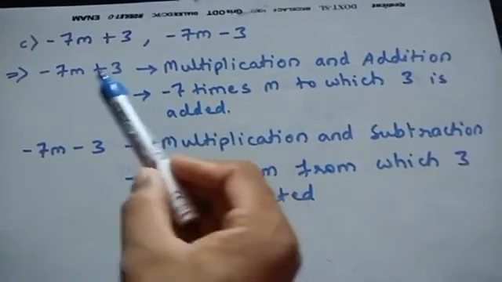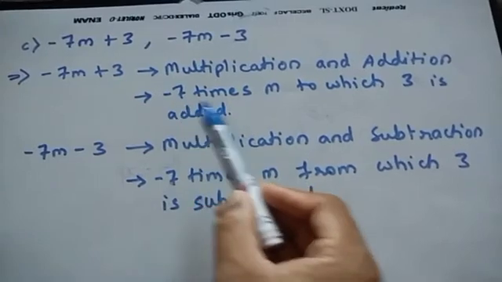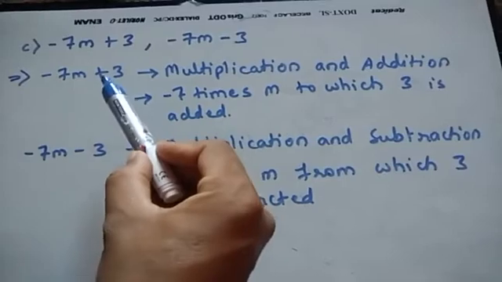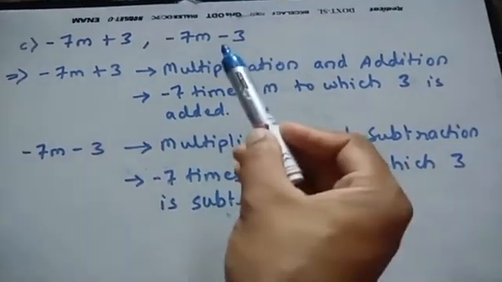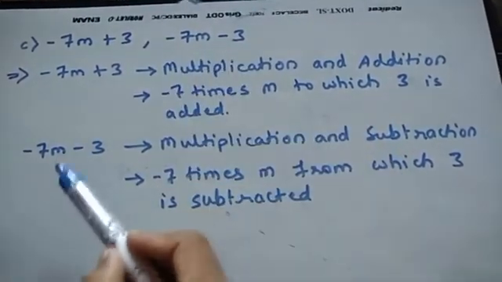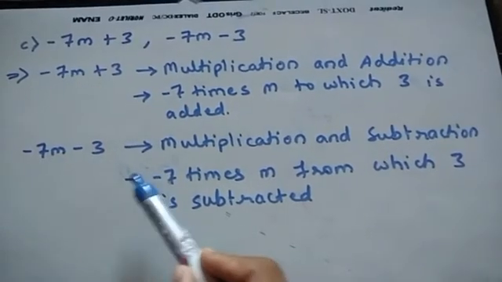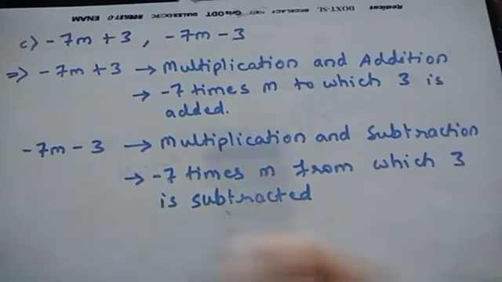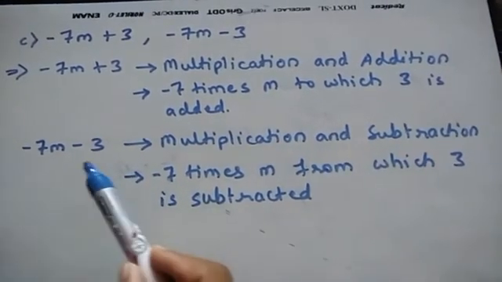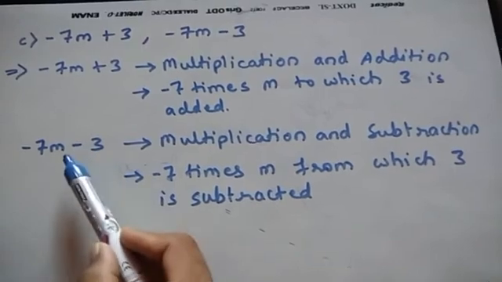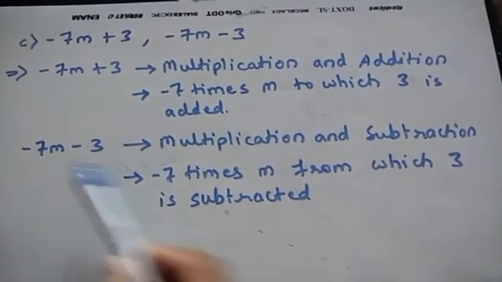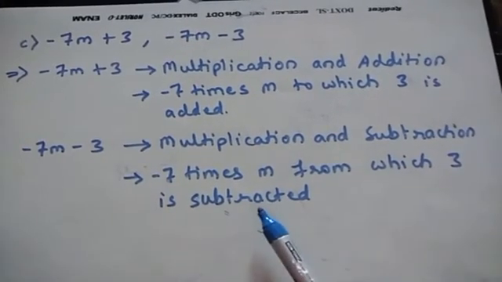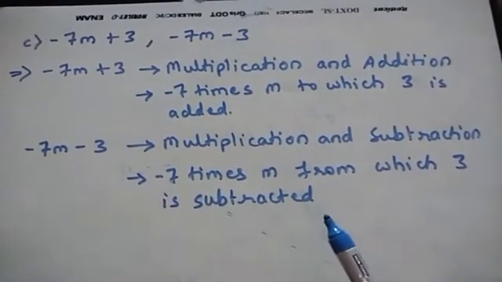Now how has this expression been formed? See here, minus 7 times m, to which 3 is added. In the same way, one more example is given here, that is minus 7m minus 3. Now here also we can see multiplication, one operation, and the second one is subtraction. Now how has this expression been formed? Here we can see, students, minus 7m means minus 7 times m, minus 3 means from which 3 is subtracted. So in this way we can answer.